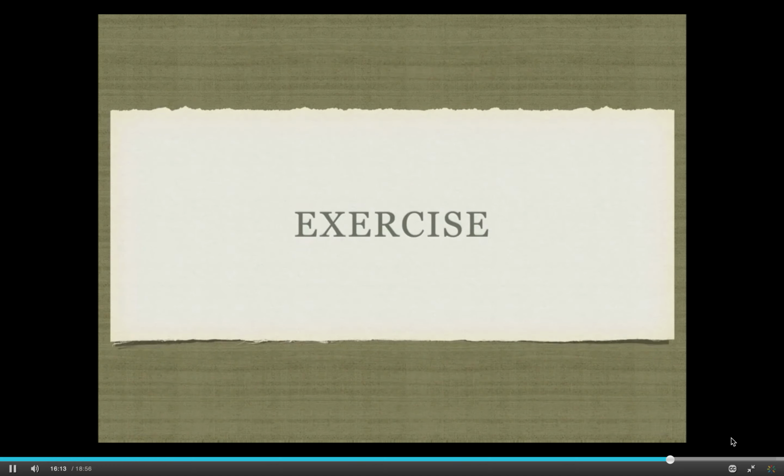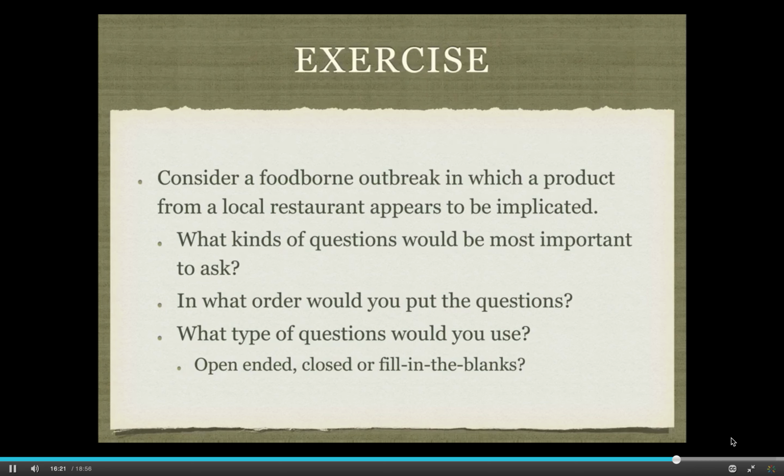We're now going to go through an exercise just to reinforce what we have covered in questionnaire design. Consider a foodborne outbreak in which a product from a local restaurant appears to be implicated. What kinds of questions would be most useful or most important to ask? And in what order would you put the questions? And what type of questions would you ask? Open-ended questions, close-ended questions, or fill in the blanks. I want you to consider this example and think about some of the questions that you would ask.